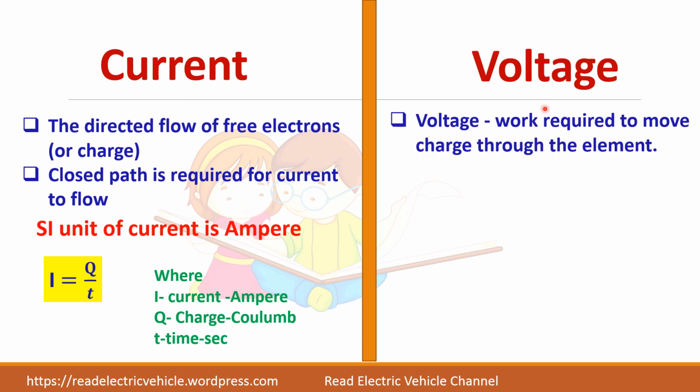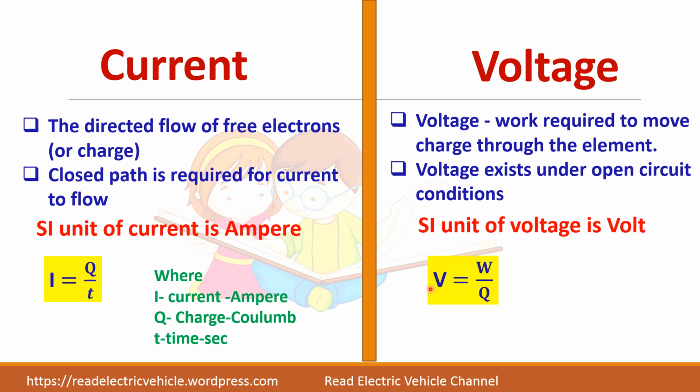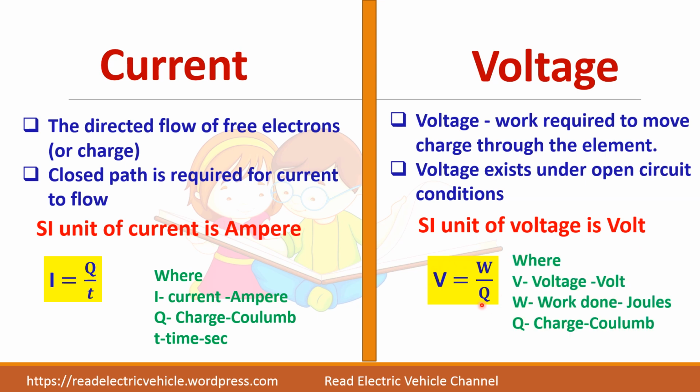If you take the voltage, it is the work required to move the charge through the element from one point to another. And voltage can exist even under open circuit conditions. The SI unit of voltage is volt. V is equal to W by Q, where V will be in volt, W in joules and Q in coulombs.